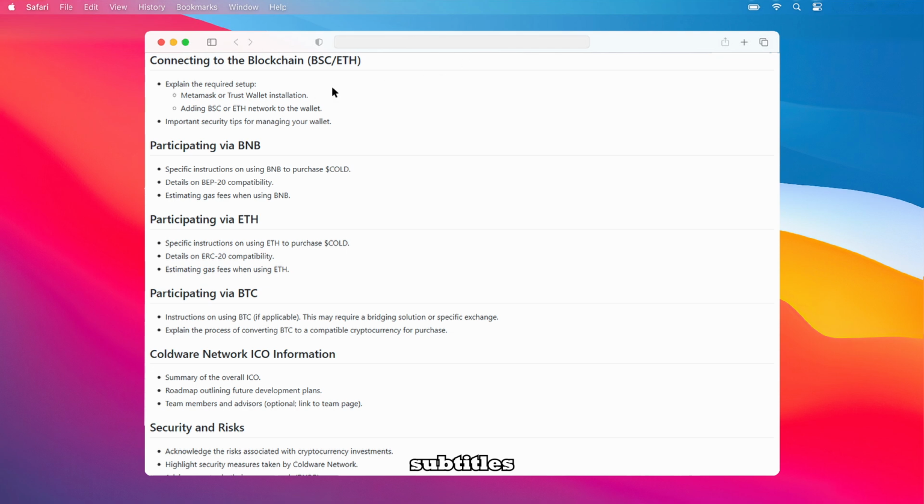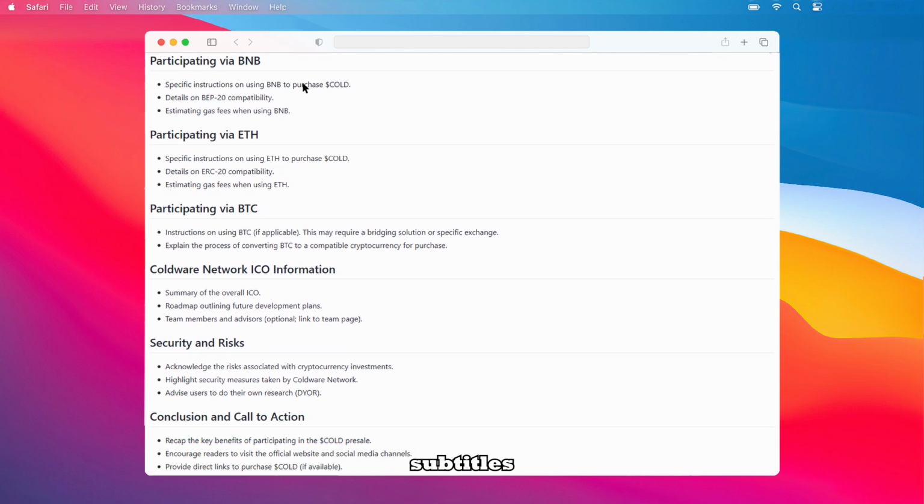Here is how to participate in the $COLD presale using BNB. You'll need to follow specific instructions to ensure a smooth transaction. It's crucial to verify that your wallet supports BEP20, as $COLD operates on the Binance Smart Chain. When using BNB, remember to factor in gas fees, which are the transaction costs on the blockchain. These fees can fluctuate, so it's wise to estimate them beforehand to avoid any surprises during your purchase.